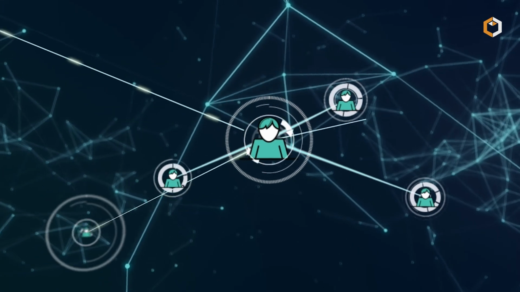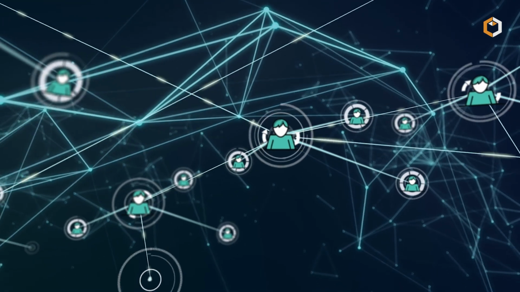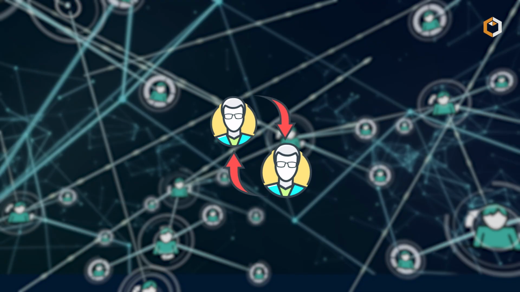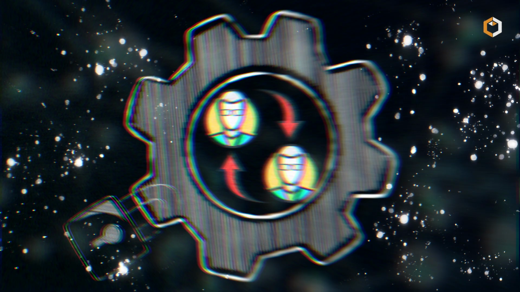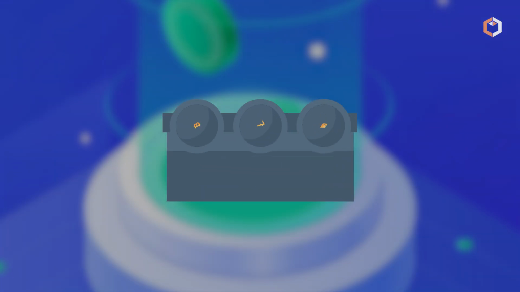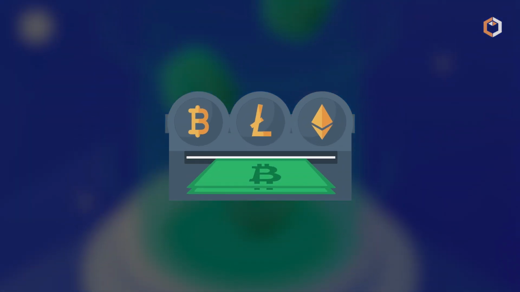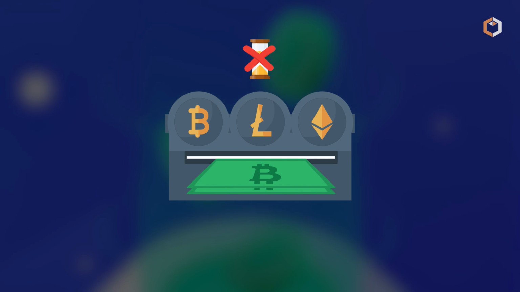JustLend's system pools users' assets, which creates greater liquidity. Unlike peer-to-peer lending, your funds aren't locked into a single loan. This means you can withdraw your assets whenever you want, without waiting for a loan term to end.